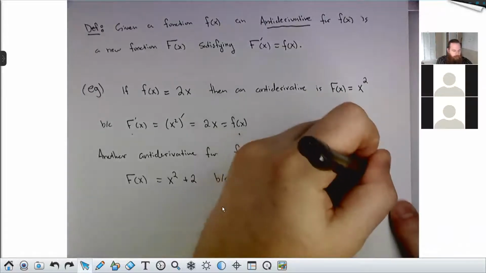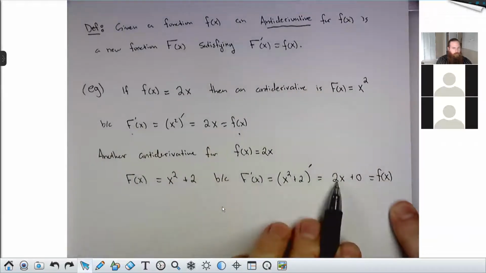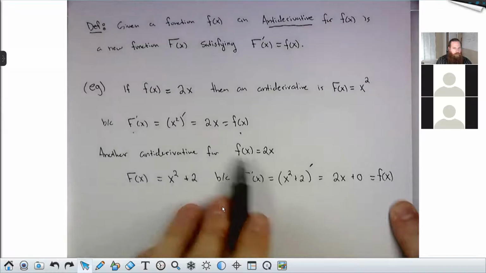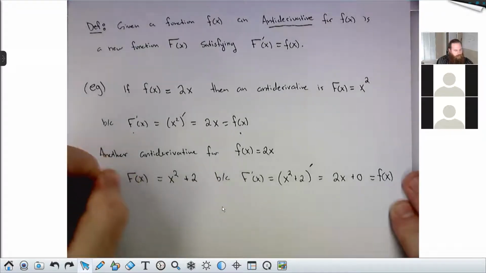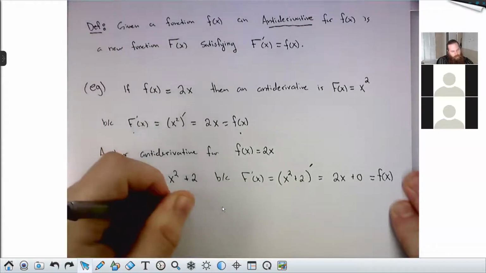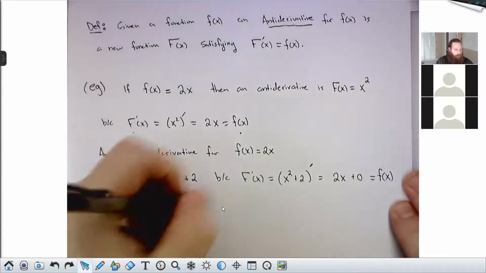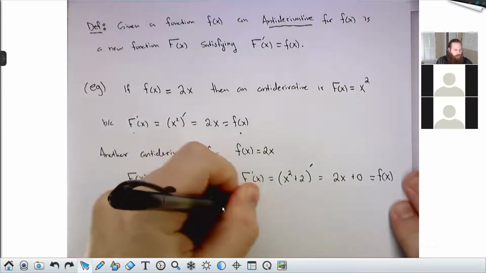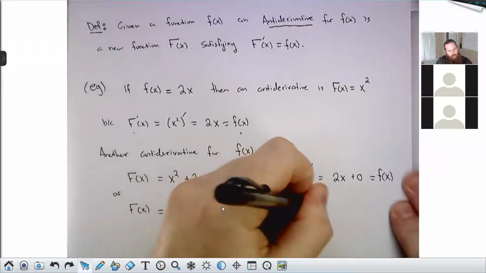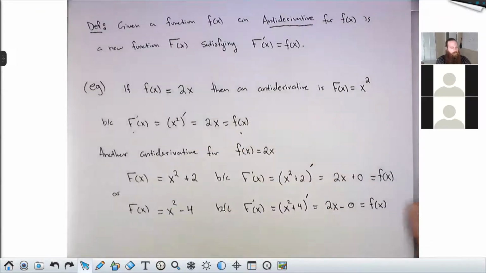Right, so x squared plus 2 also has derivative 2x. So x squared plus 2 is also an antiderivative for 2x, not just x squared. Another example, how about x squared minus 4? Yeah, this works also because, again, the derivative of this function is 2x minus 0, which is still 2x, so that is little f.